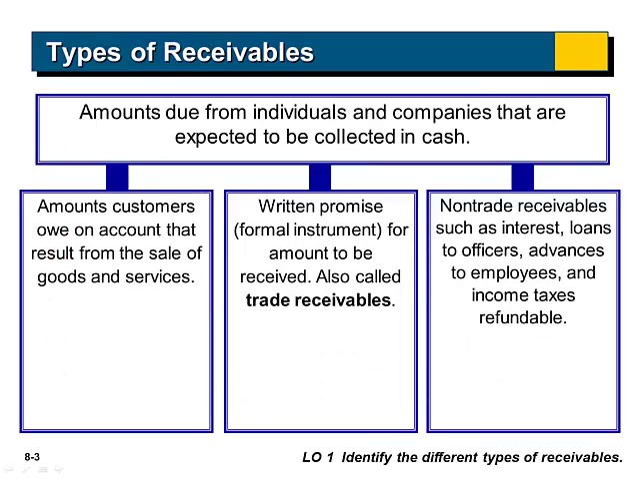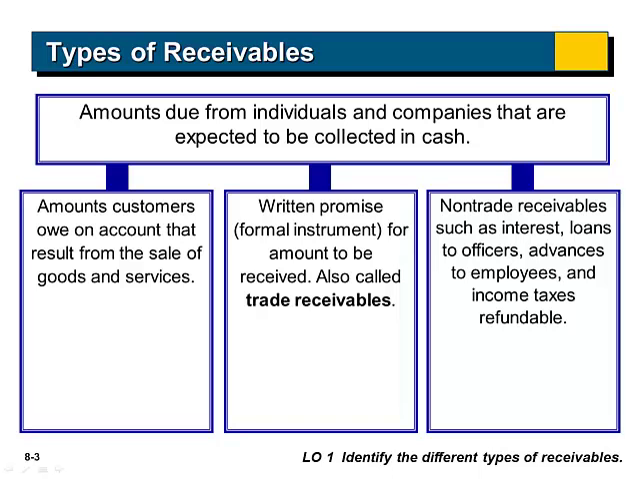So before we dig into the details of receivables, let's talk about the different types and make sure we know the different types of receivables and what they are. The basic definition of receivables are in the top box, and they are amounts due from individuals and companies that are expected to be collected in cash. So these are IOUs from your customers. You sell something to them and they don't pay you right away, but you either invoice them or you say, pay me in a month. Those outstanding IOUs are receivables.